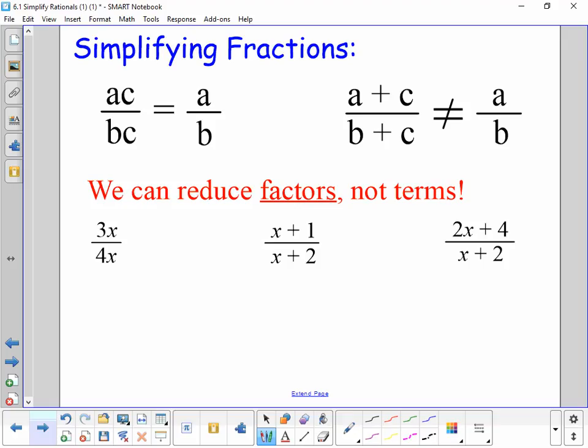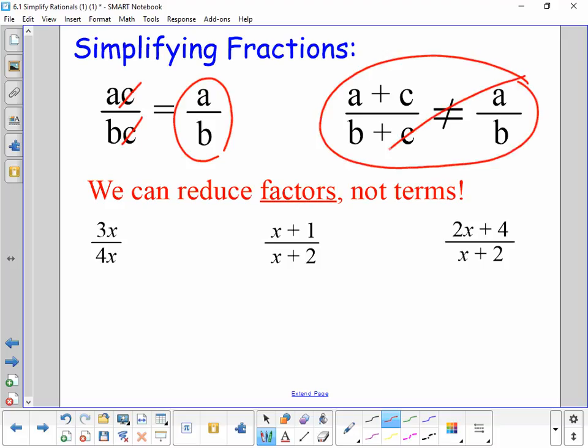So quick review on how to simplify fractions. If you have something like this, a times c divided by b times c, it is totally fine to reduce that c and get an answer of a divided by b. But that does not work if it's addition. If it's a plus c divided by b plus c, you can't reduce it. This is not good. Don't ever do it. You can't reduce terms if it's being added or subtracted. You can only reduce factors.